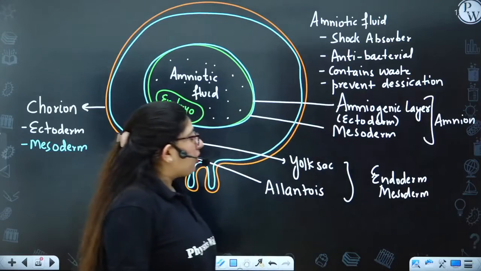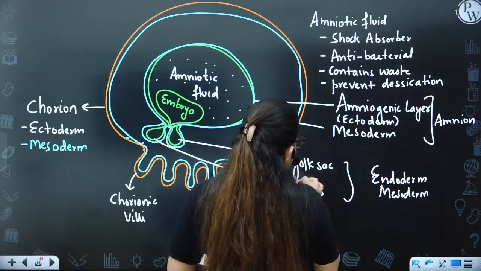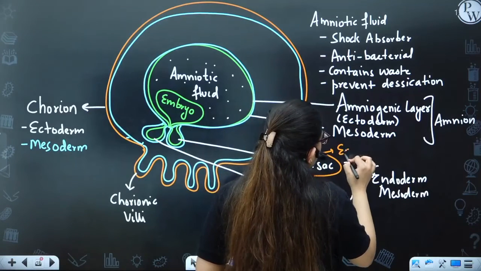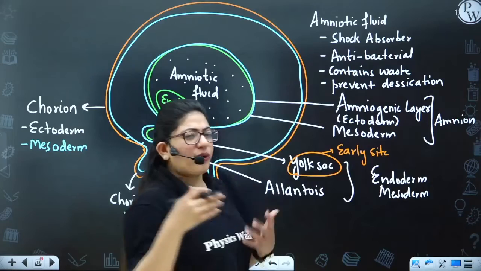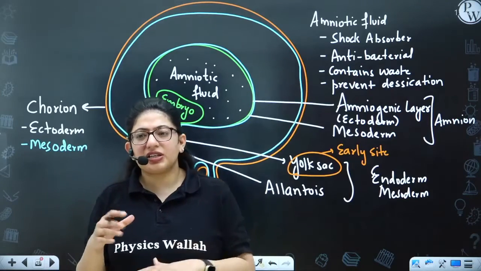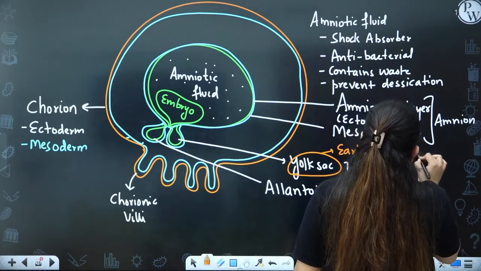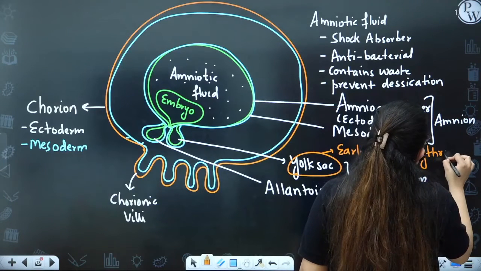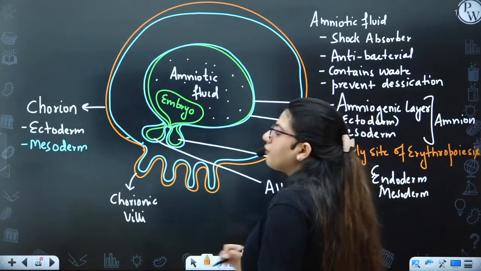All right. What is the function of yolk sac then? It is the early site of erythropoiesis, because in the starting stages the bone marrow has not been formed. This is the early site of erythropoiesis. That means formation of RBCs.